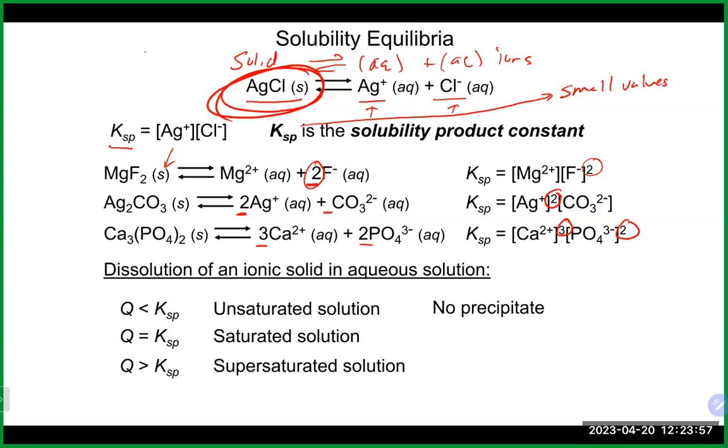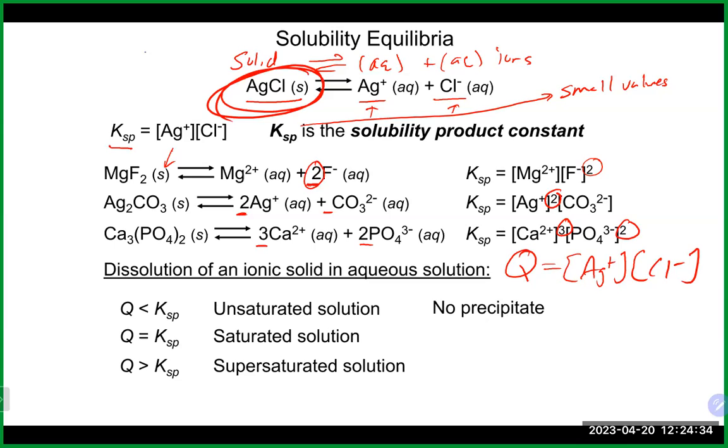But one thing that we can calculate is, if we do know the KSP value and we do know the concentration of our ions in solution, we could calculate Q. And if you remember, Q is the same Q that we used in the equilibrium chapter, the reaction quotient. Q is calculated the exact same way as you would calculate K. So if I wanted to calculate Q for my silver chloride, it would be the concentration of silver times the concentration of chloride. Remember that Q is calculated exactly the way that you calculate K.